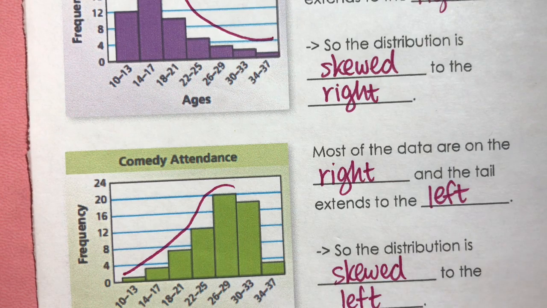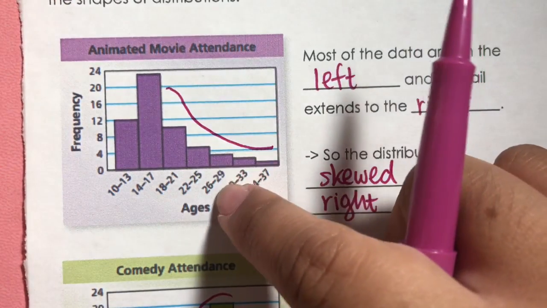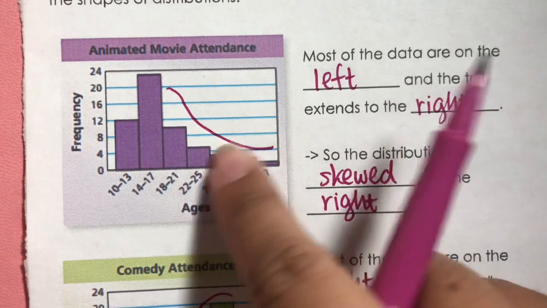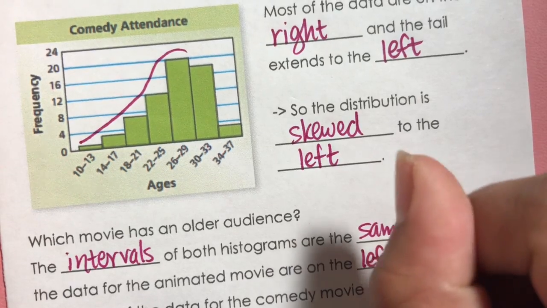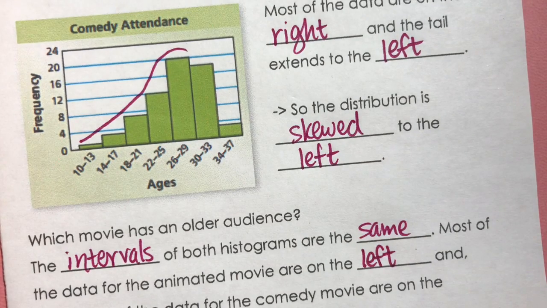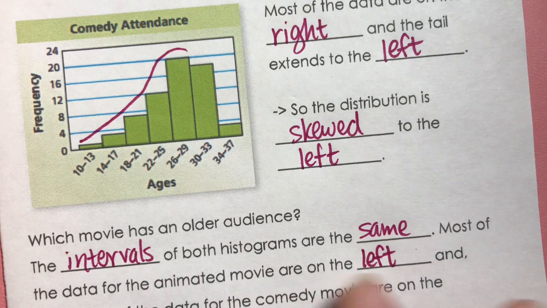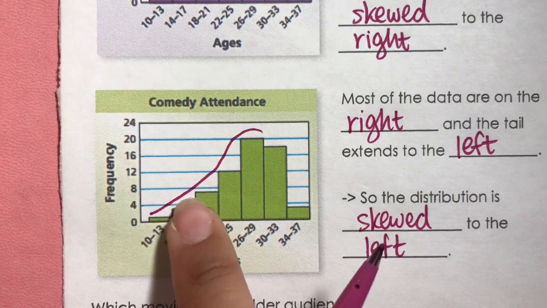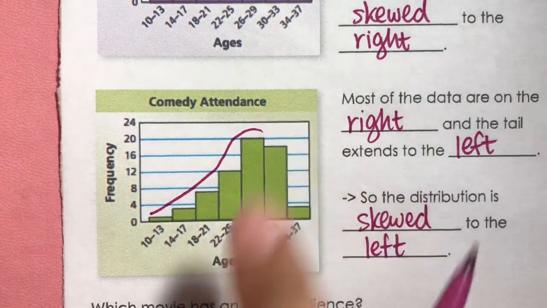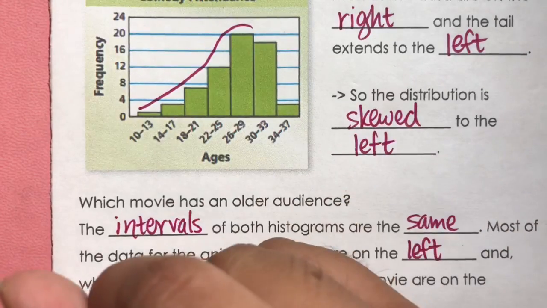So if you look at the data, most of the data for the animated movie are on the left. Okay, so we can safely say that most of the data for the animated movie are on the left, while most of the data for the comedy movie are on the, where's most of the data for the comedy movie? The comedy attendance is mostly on the right. It's skewed to the left here. Okay.